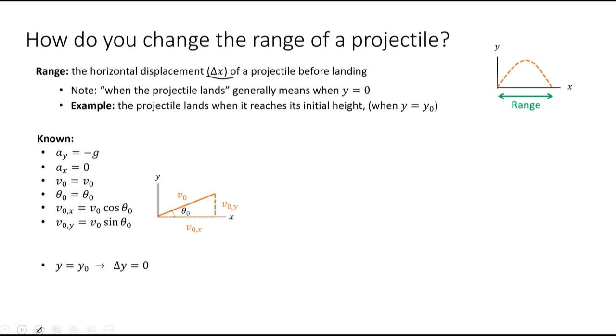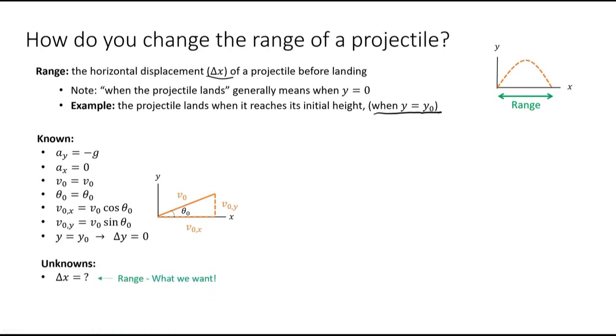All right, and then our last bit of information here that's specific to this example is that we are assuming that the projectile is going to land where it's launched from. So in other words, y is equal to y naught. And then we could rearrange this for delta y. Remember, delta y is equal to y minus y naught, right? So it's the final position in the y direction minus the initial position in the y direction. And so since those two things are the same, the displacement in the y direction is going to be equal to 0.